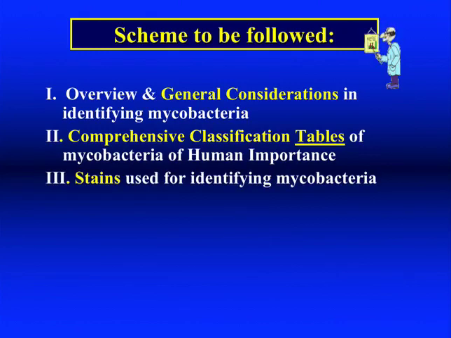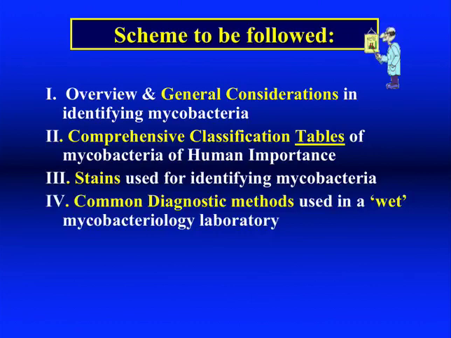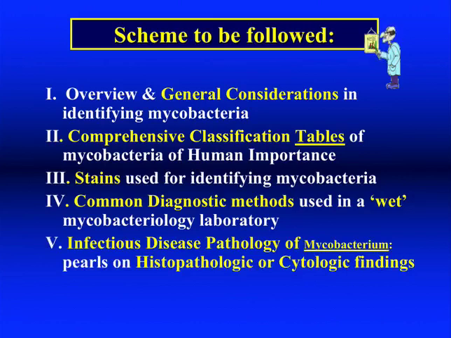Stains are very important for this kind of microorganism, so we'll deal with the stains used for identifying mycobacteria. Section 4 is the most complicated area, which is common diagnostic methods that are used in a wet mycobacteriology laboratory. And I'll conclude with part 5, which is infectious disease pathology of the genus Mycobacterium in terms of some of the histopathologic and cytologic findings.